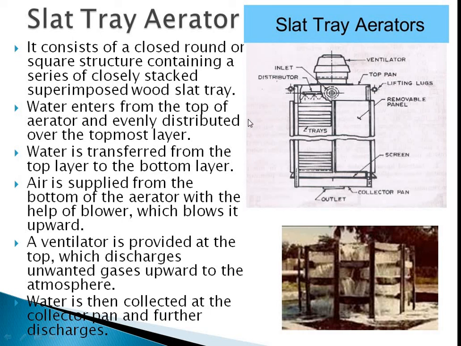So this is another type of gravity aerator, but here wooden trays are attached to it. So how does it work? Here it is written that the water enters from the top of the aerator and is eventually distributed over the topmost layer. The water is transferred from the top layer to the bottom layer through various trays. Now air is supplied from the bottom.